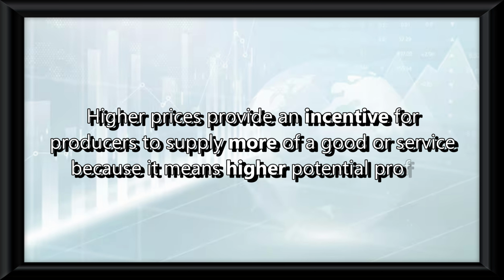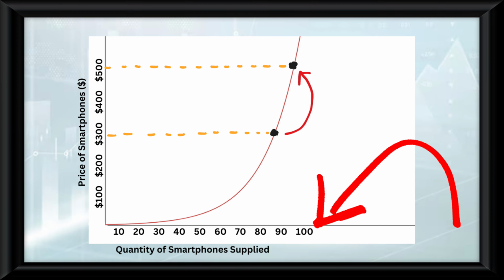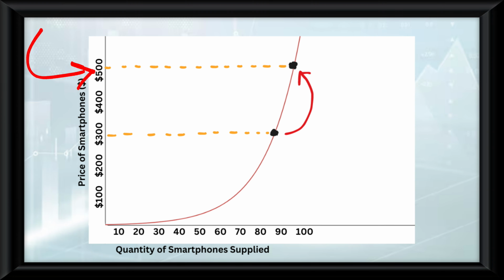On the vertical axis, we have the price of a product, and on the horizontal axis, we have the quantity supplied. As the price increases, we see a movement along the supply curve, meaning suppliers are willing to produce and sell more of the good. For example, if the price of a smartphone rises from $300 to $500, companies will likely increase production because they can make more profit at a higher price.